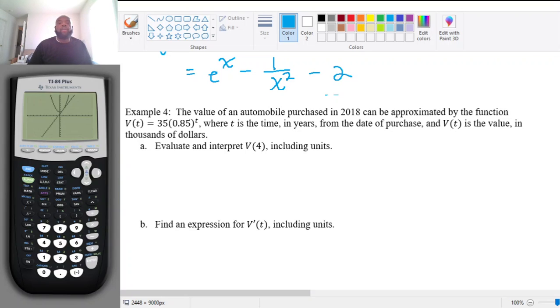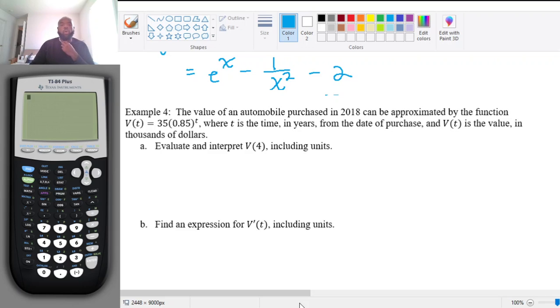The value of an automobile purchased in 2008 can be approximated by the function v of t equals 35 times 0.85 to the t, where t is the time in years from the date of purchase, and v of t is the value in thousands of dollars. Evaluate and interpret v of 4.